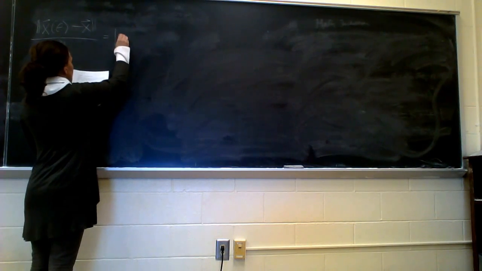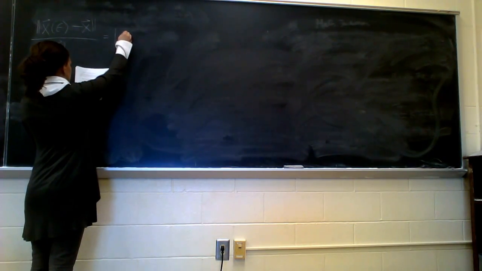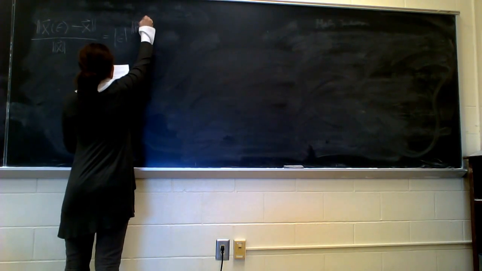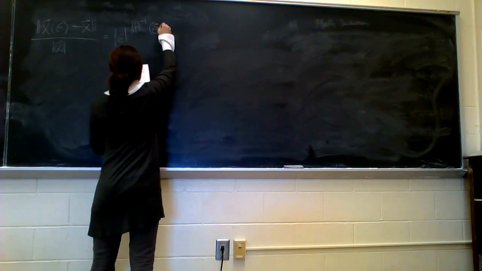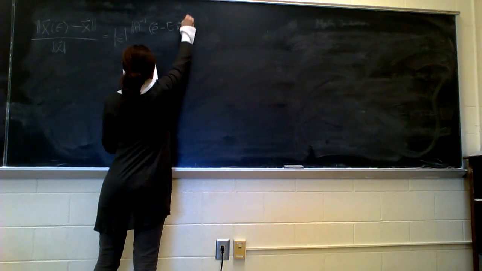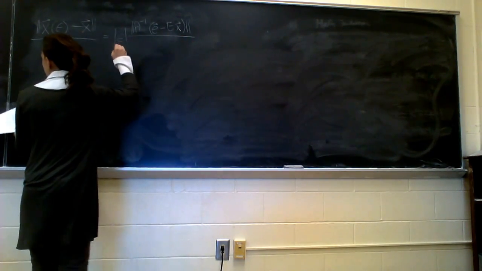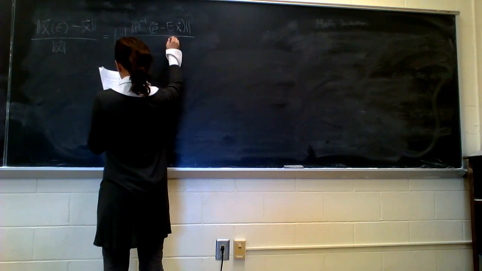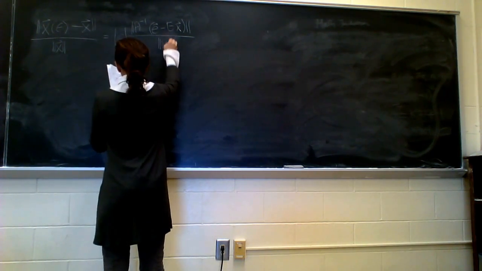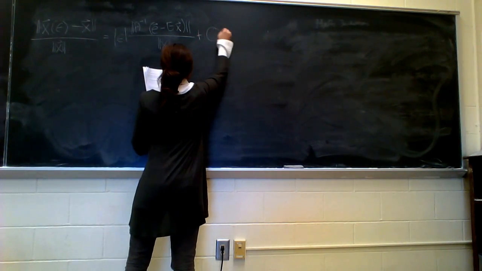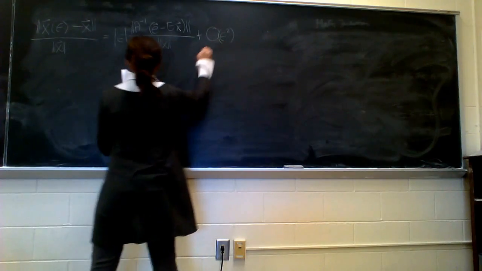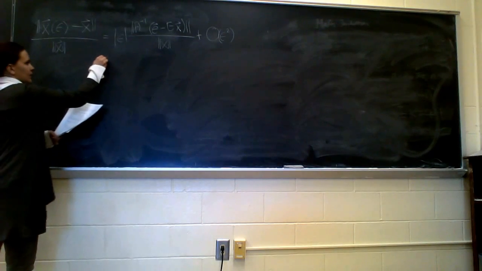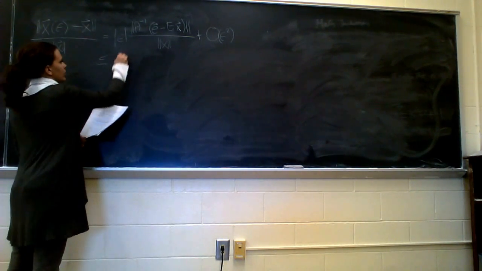So from here, we can pull out an epsilon, and then we have the norm of A inverse E minus E plus X. And so that's where we use this definition right here that we just defined in the previous board, and this is all over the norm of X, and then we have plus the remainder.